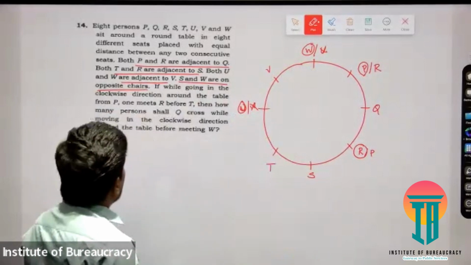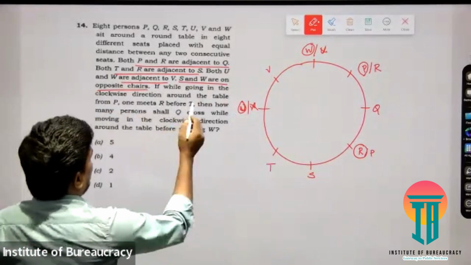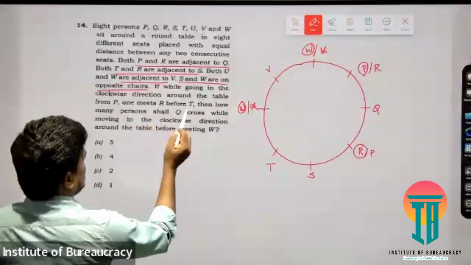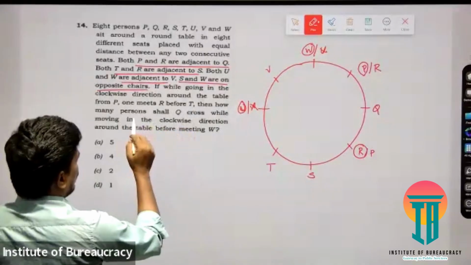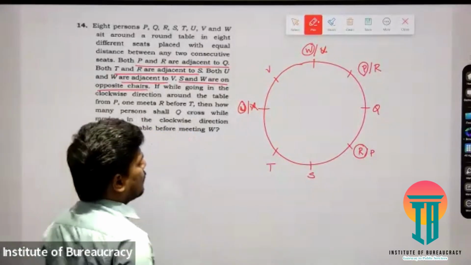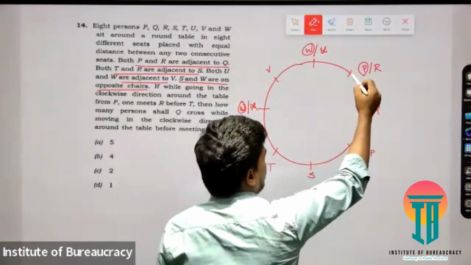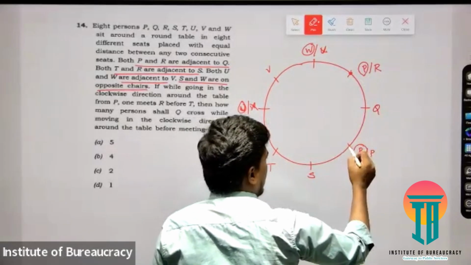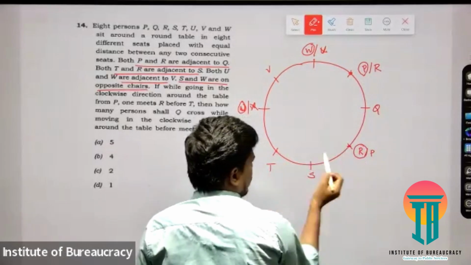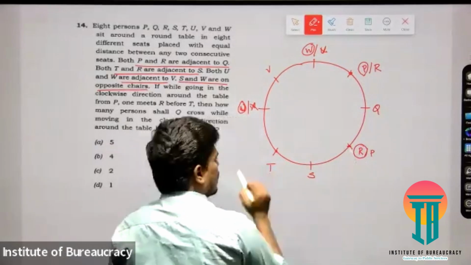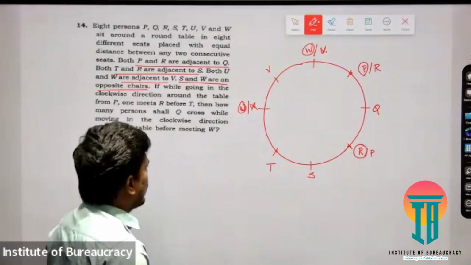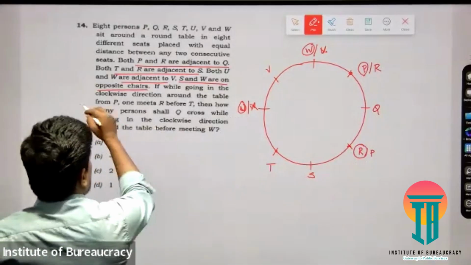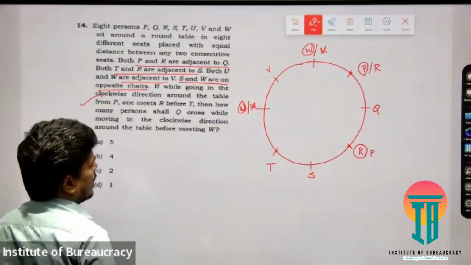If while going in the clockwise direction around the table from P, one meets R before T. From P, if I go in the clockwise direction, one meets R before T. Correct only, no? R will be met first, then only T will be met. Okay, that is correct. This statement is also correct as per our arrangement.